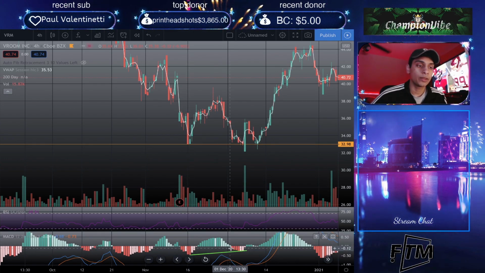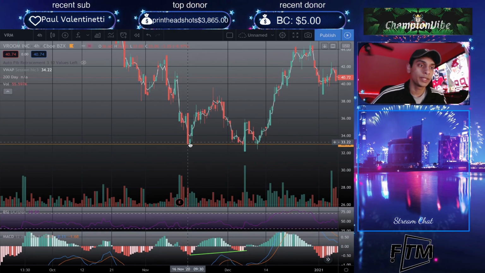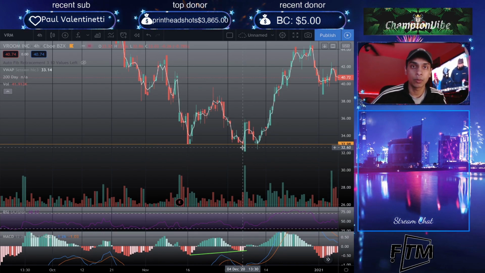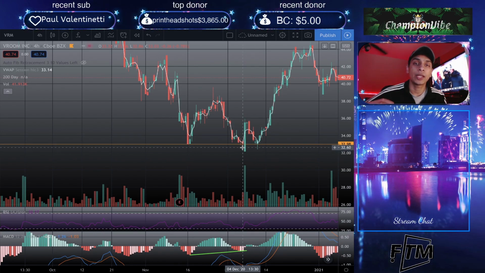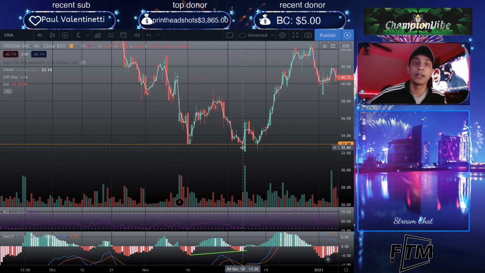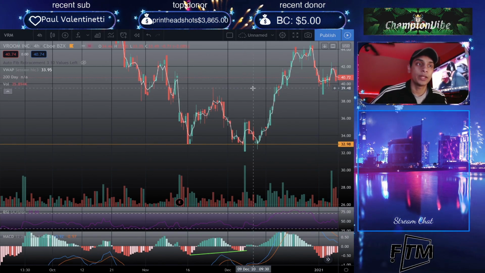From this MACD island to the next one, you went up, but on your price, from this low to the next one, you went down. That's classic bullish divergence. It's showing that sellers are being exhausted and that the price could be headed to the upside soon, which you see right here.